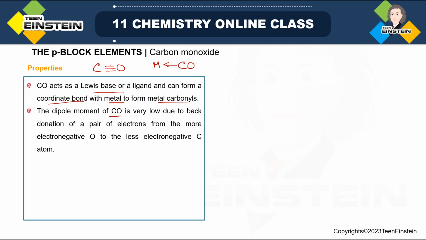But remember, though oxygen is more electronegative, as it has donated electron, because of that, ultimately there is some negative charge over carbon. So though oxygen is more electronegative, because of this donation during coordinate bond formation, ultimately the dipole moment will be very low because of this back donation during coordinate bond formation, from the more electronegative oxygen to the less electronegative carbon. So some negative charge over oxygen is reduced in this way. As a result, dipole moment will decrease.